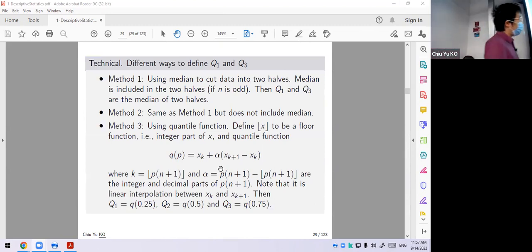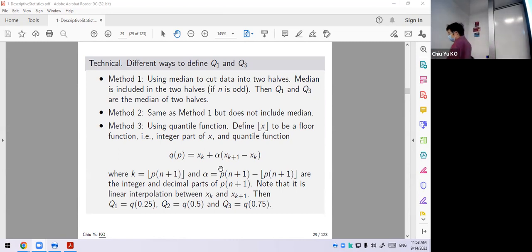To be honest, there are many ways to define Q1 and Q3, okay? All the definitions would not make a big difference if n is big. When n is small, different definitions give different results. Depending on which continent or country you studied high school in, the one you learned will usually be either method 1 or method 2, okay?